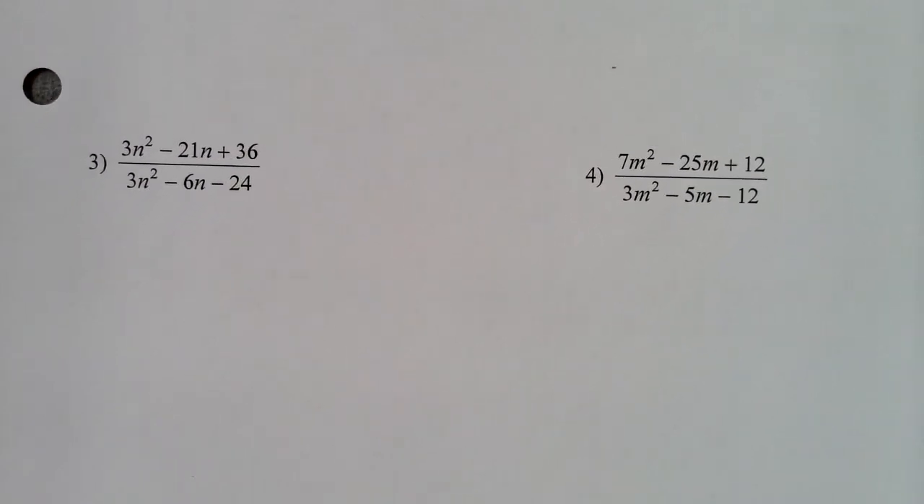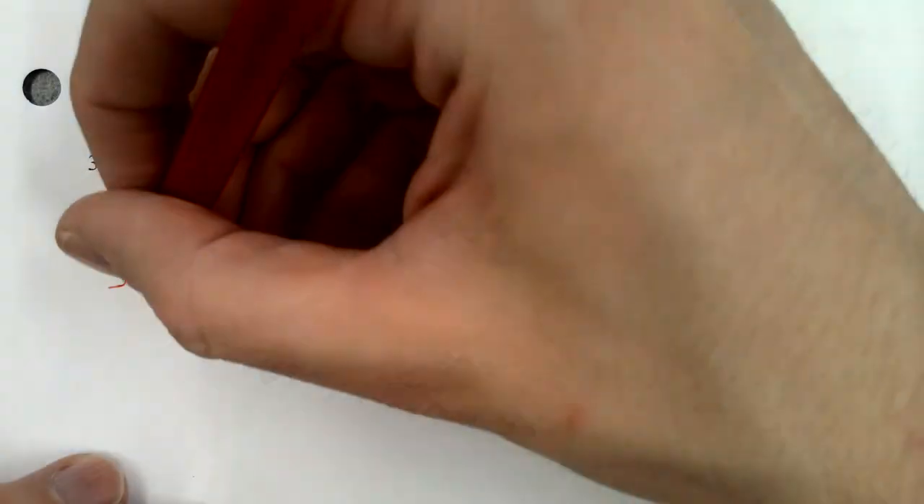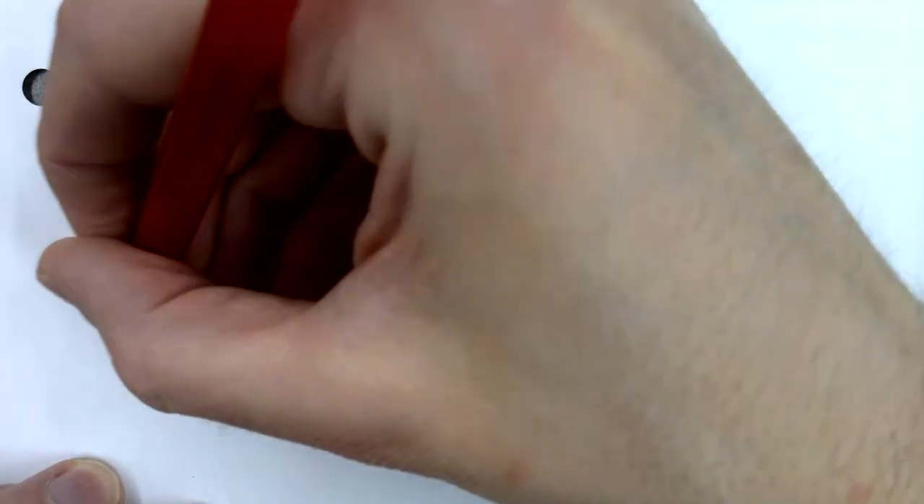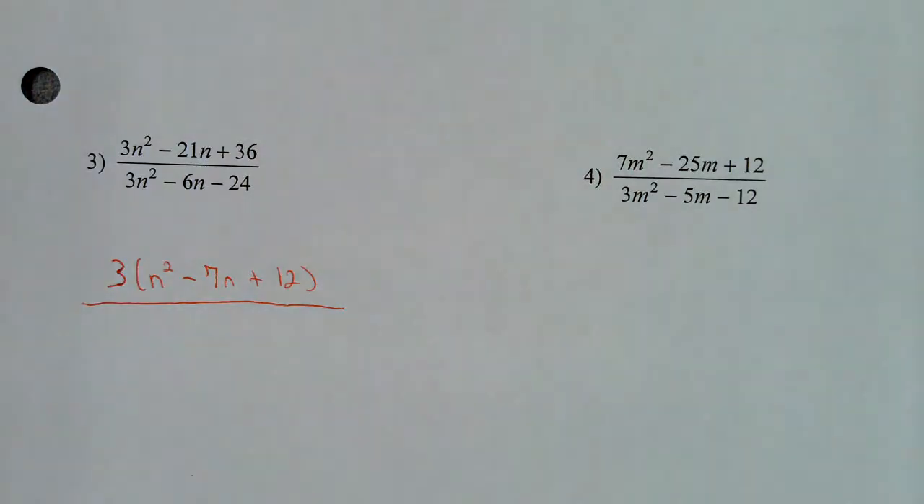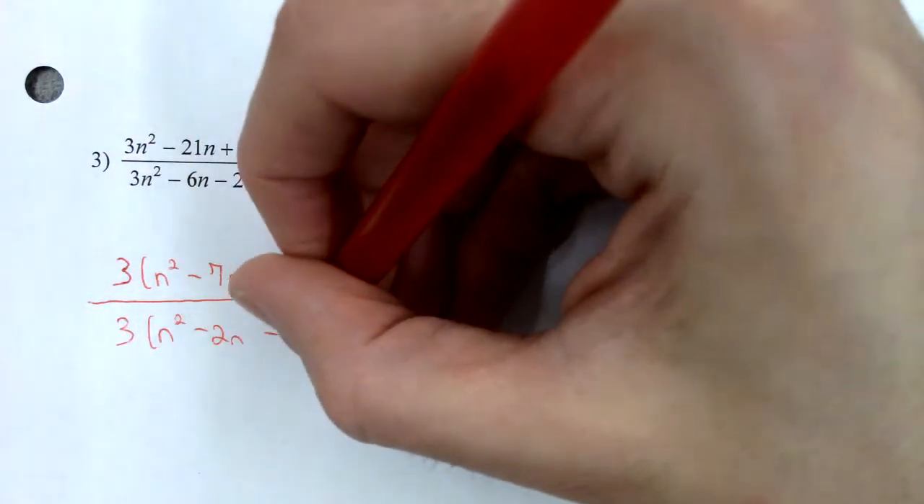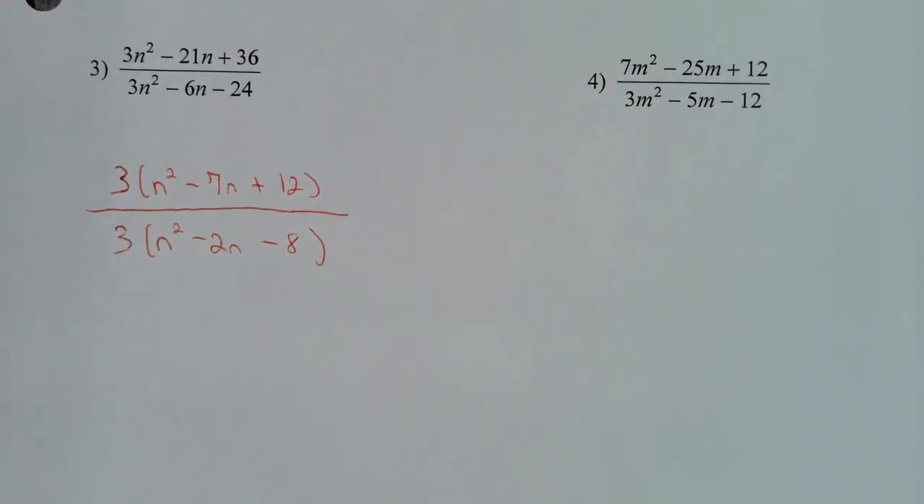So factor that first. Factor out the GCF of 3 in the numerator. It leaves you with n squared minus 7n plus 12. Factor out the GCF of the denominator, which again is 3 by coincidence. Leaves you with n squared minus 2n minus 8. What's the only thing better than factoring once? Factoring twice. So now you're going to factor again for the numerator.